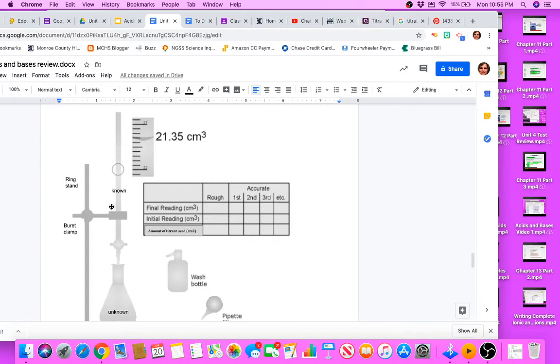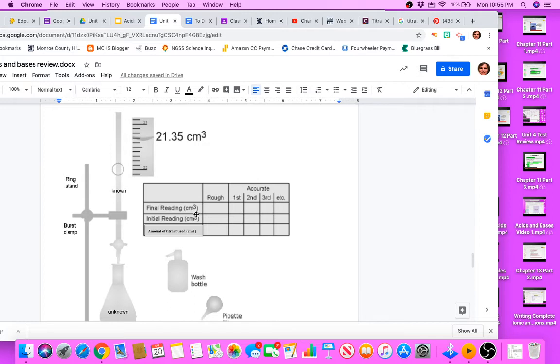So as you add more base to your flask, you're going to go from this lower reading up here to a higher reading down here. So again, your final reading is always going to be a bigger number than your initial reading. So we do our final minus our initial to tell us the exact amount of sodium hydroxide or the amount of our titrant that we used. Okay, so I hope that makes sense.